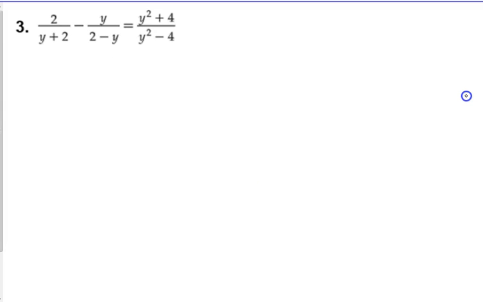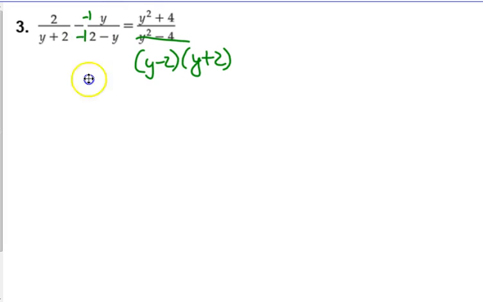All right, number 3, common denominator this time is a little funky. If I factor the right-hand side, I get y minus 2 times y plus 2 as this denominator, which seems like that could work, except this one is backwards. So what I'm going to do before I try to solve this is take this term and multiply it by a negative 1 on top and bottom.